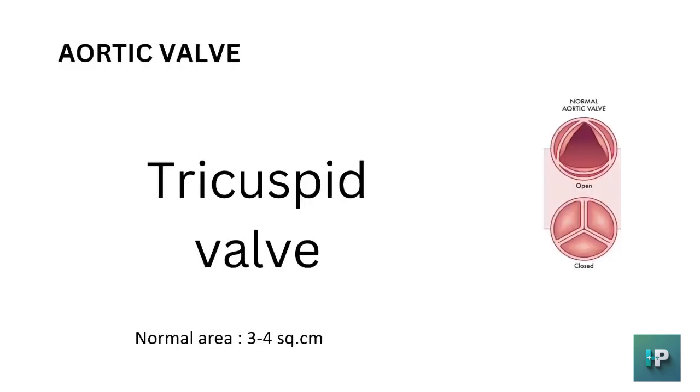Before getting into the topic, let's see a glance at the anatomy of the aortic valve. It is a tricuspid valve with three cusps: 1, 2, and 3. And the normal area of the aortic valve is 3 to 4 centimeters squared.